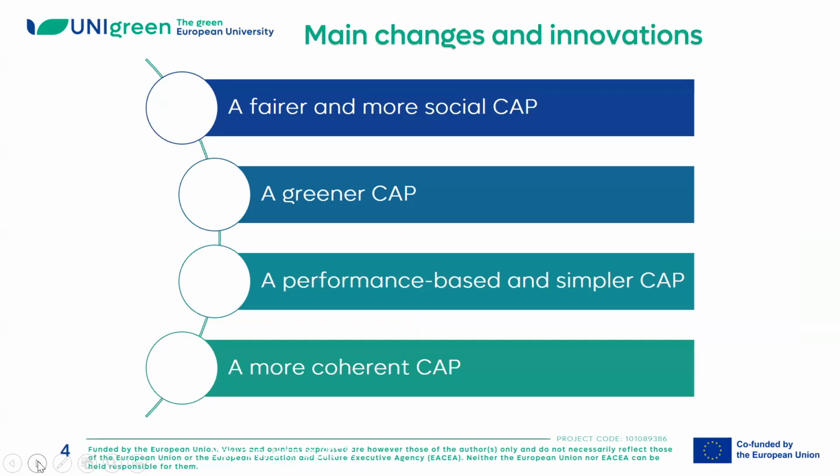a greener CAP, introduction of eco-schemes to foster climate and environmentally sustainable practices, and, of course, a performance-based and simpler Common Agricultural Policy, output-linked payments to member states, a single audit system, a common performance framework for the former Pillar 1 and Pillar 2, established links between results and indicators, specific objectives to streamline monitoring and evaluation.